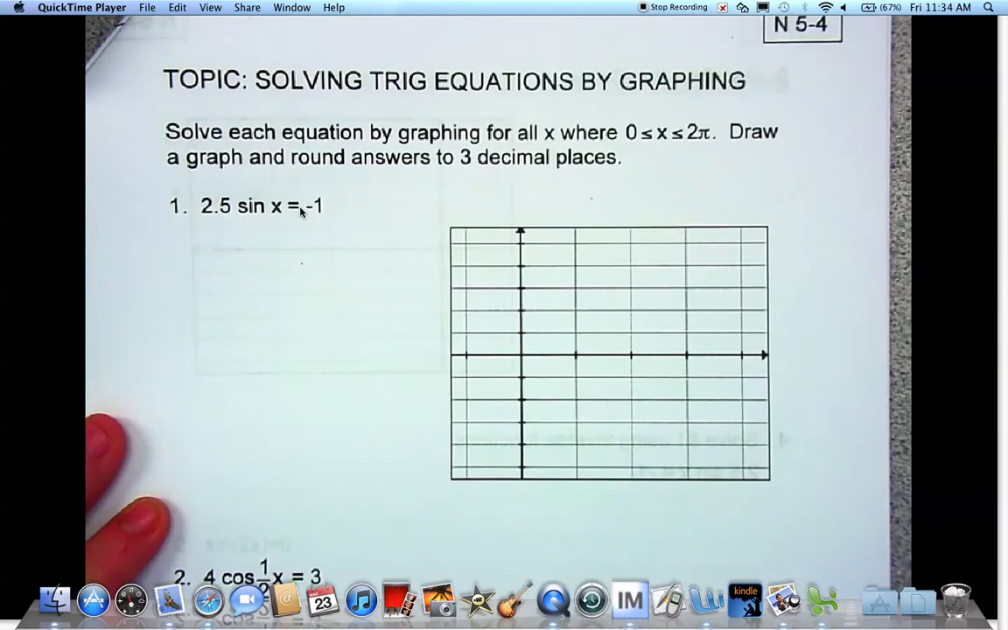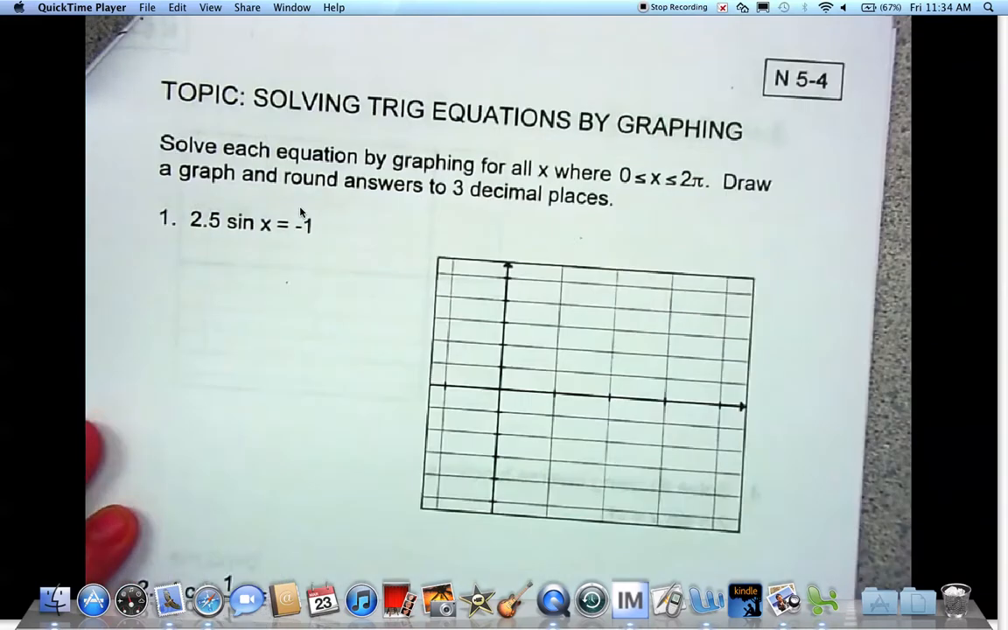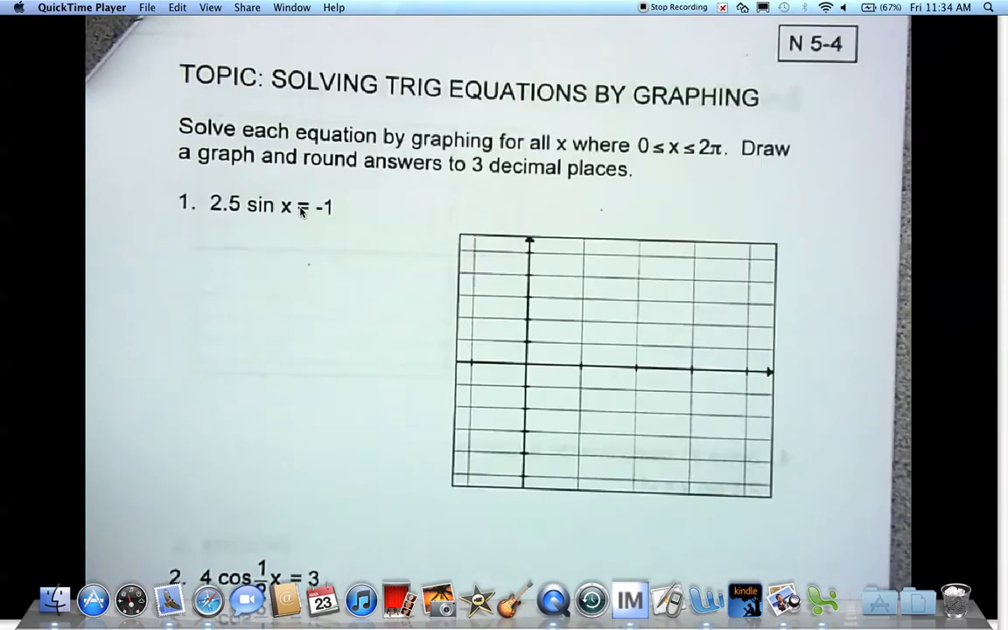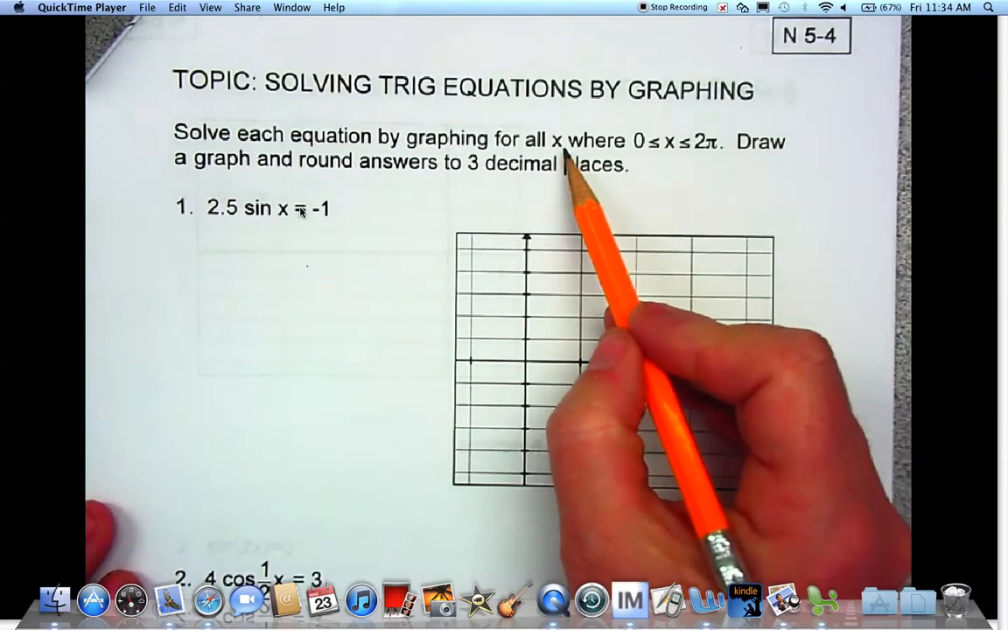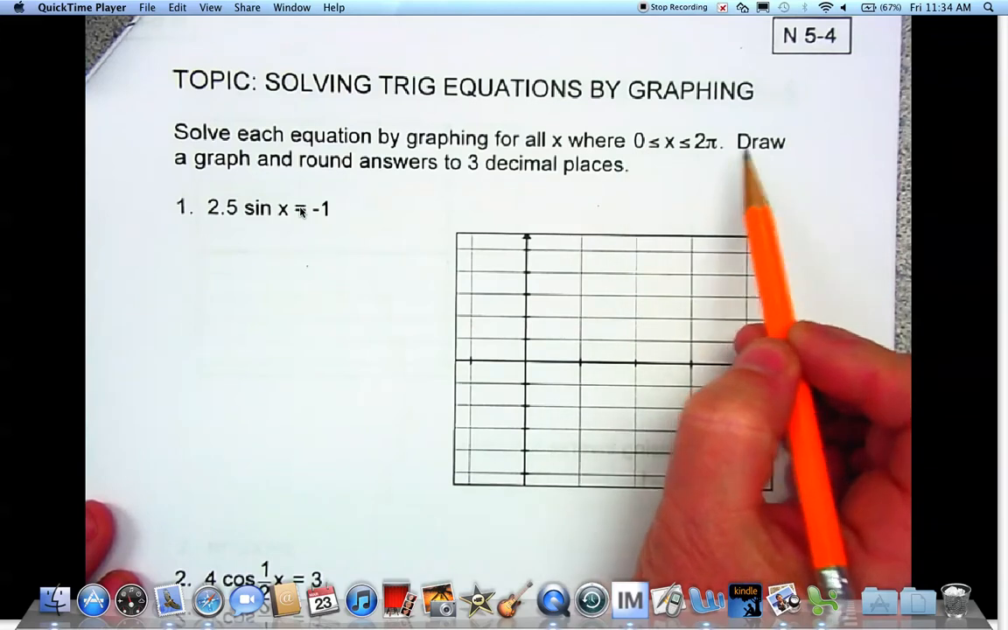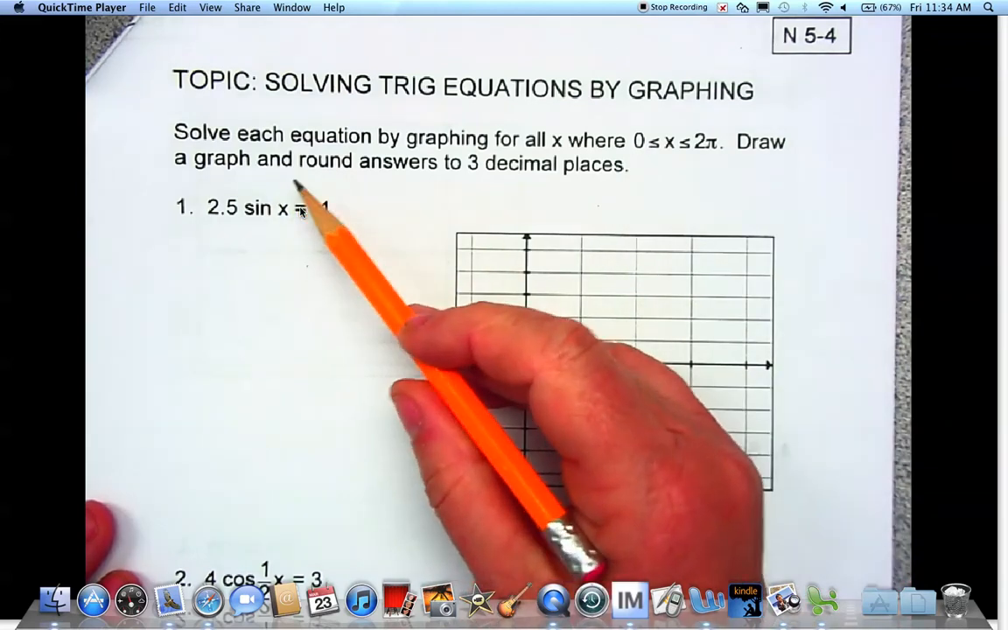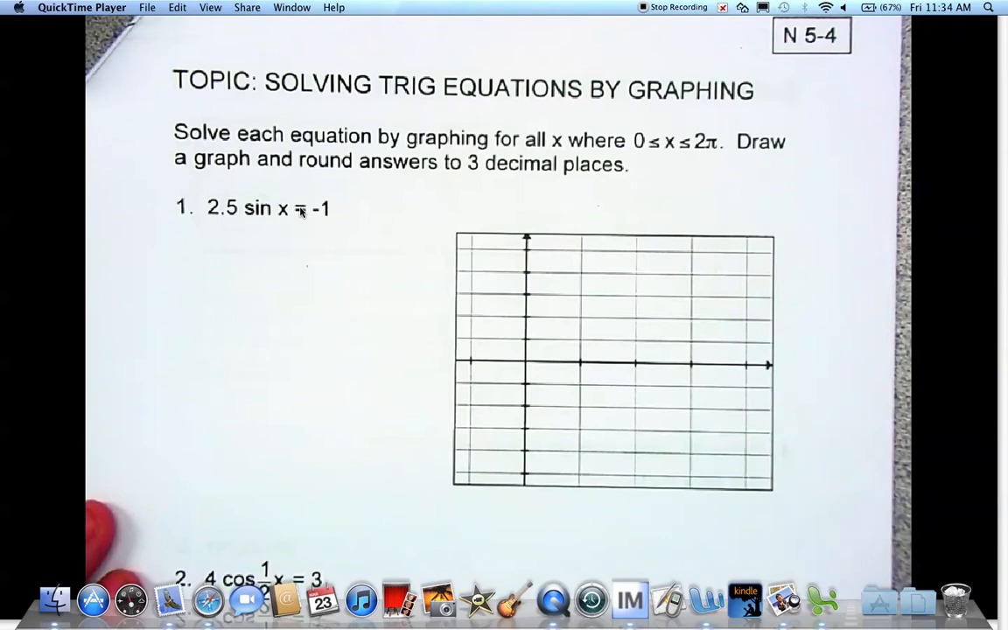So we're going to start solving trig equations by graphing instead of algebraically like we have been. So we're still looking for where x is between 0 and 2 pi. So we're going to draw our graph, put it in our calculator, and then round it to 3 decimal places.